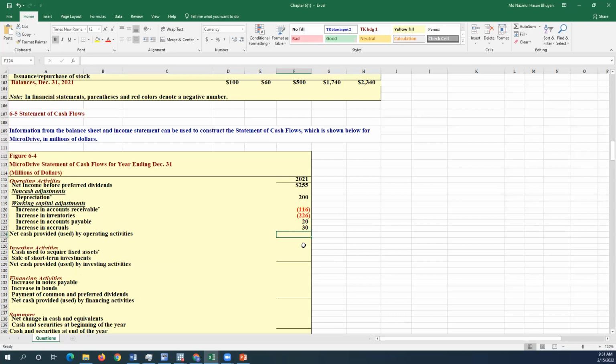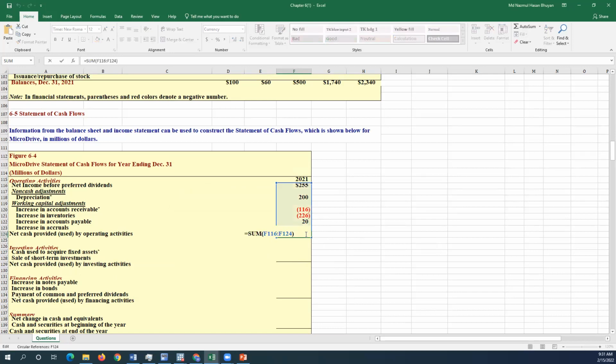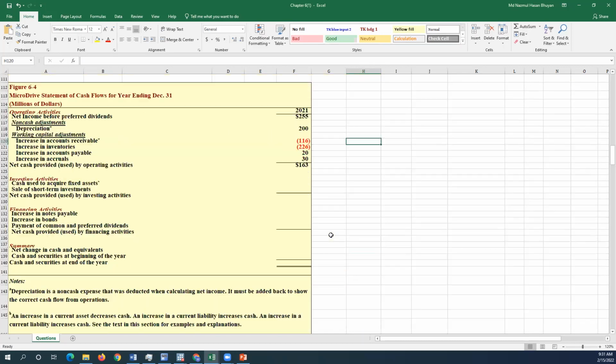Now we can calculate net cash flows provided by operating activities. Sum up all the accounts we put under operating cash flows. And the net cash flows provided by operating activities here is 163. Next, net cash flows provided by investing activities.